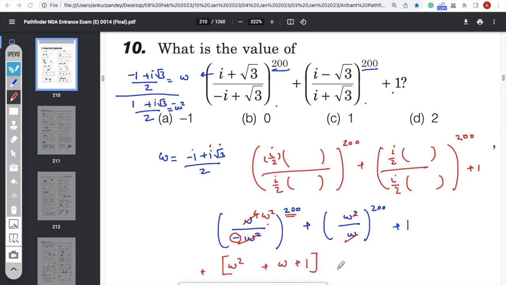What is 1 plus omega square? Clear? Omega by negative omega square to the power 200, right? Any negative to the power even is positive. Omega can be written as omega to the power 4. Denominator is omega square. So this is omega square. Clear? So first bracket is omega square, second bracket is omega, and third is 1 anyway given. So 1 plus omega plus omega square equal to 0. Understood?